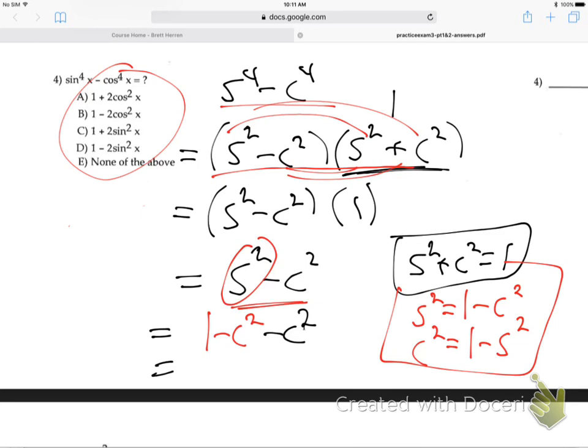And so, what is minus cosine squared minus cosine squared? It's minus 2 cosine squared. There it is. That okay? Those hard?